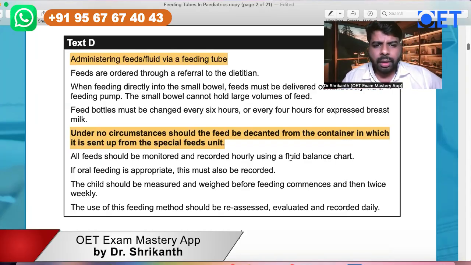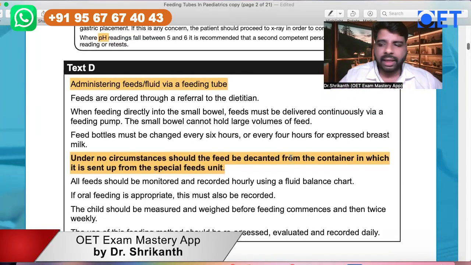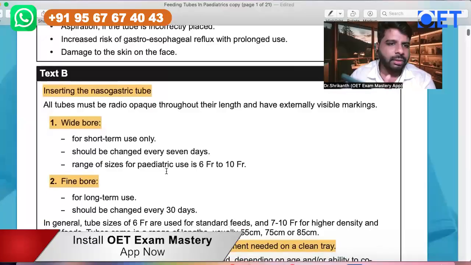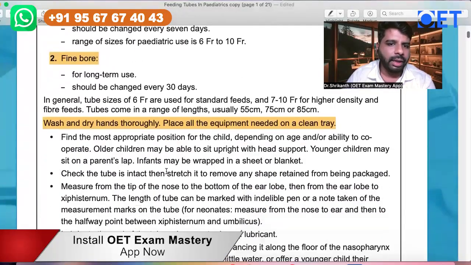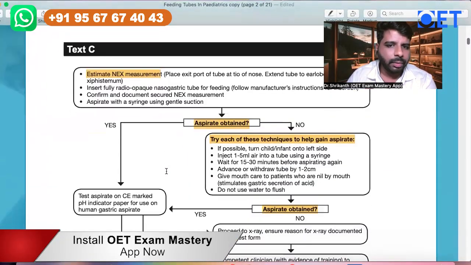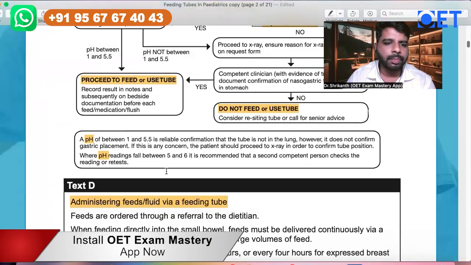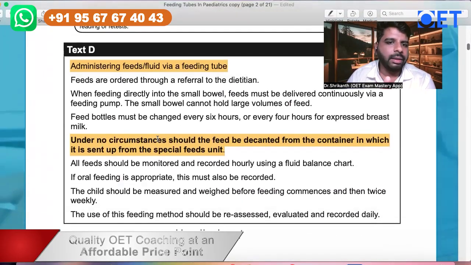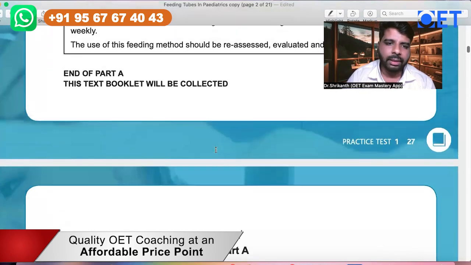All right. So now we have text A, B, C, and D. So you have understanding. Let's just go very quickly. Issues, introduction, insertion, wide bore, fine bore, hygiene. Text C is about aspirate, proceed to use tubes, pH, administering foods or fluid via feeding tube, and a warning that we should not decant all these things.